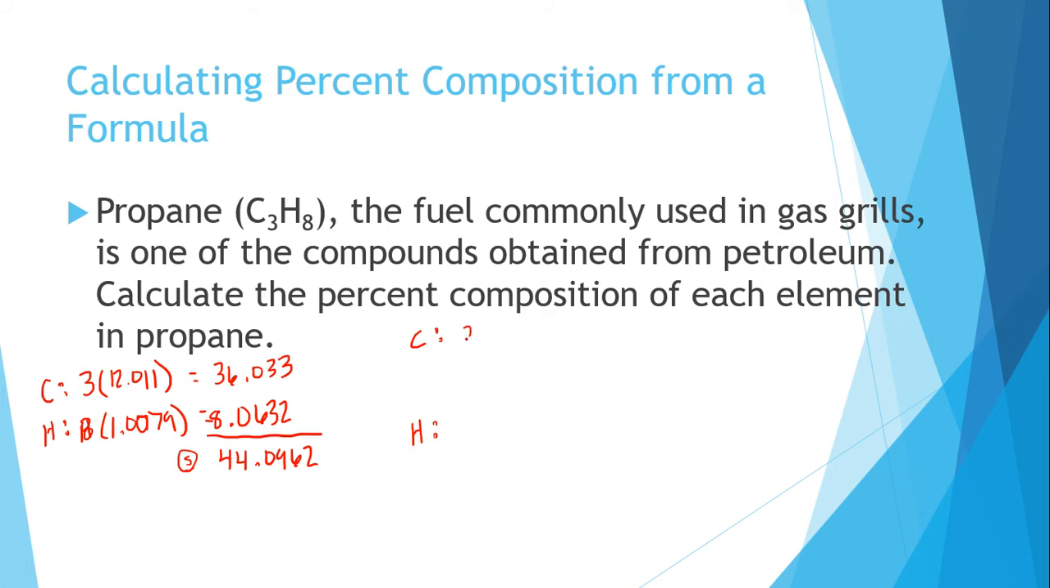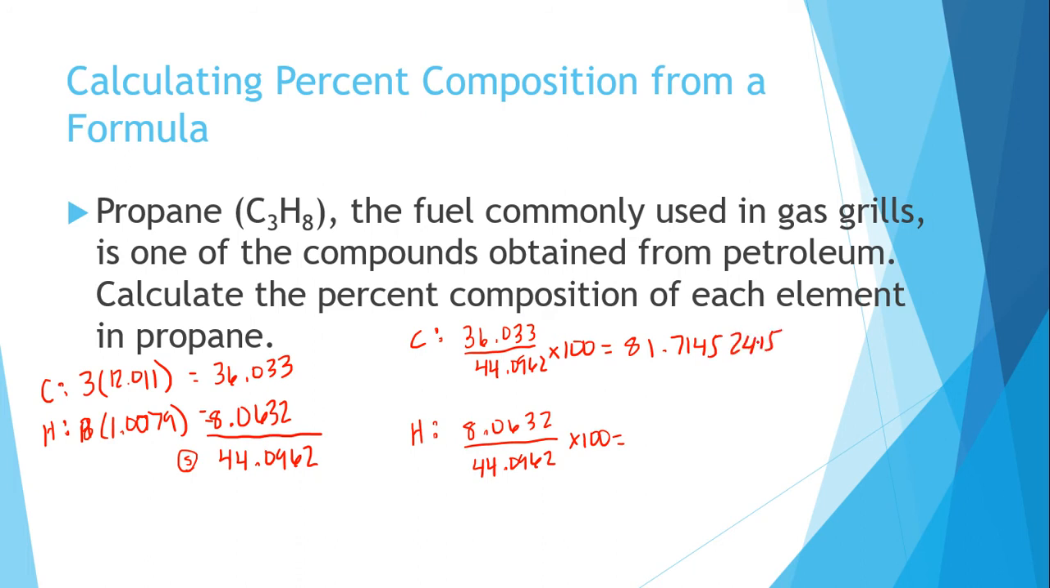So let's do carbon and hydrogen. Carbon is 36.033 divided by our 44.0962 times 100. Hydrogen is going to be 8.0632 divided by our 44.0962 times 100. And when we solve these, carbon is going to be about 81.714524, and hydrogen is going to be 18.285425. And we have to round to the correct number of sig figs.